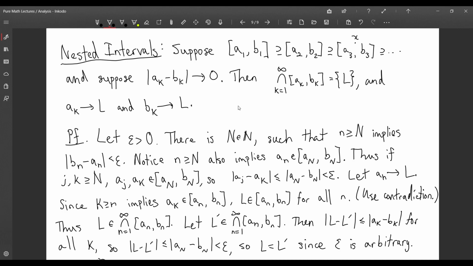And if you watch the topology videos, I believe this result can be used to show compactness of closed intervals. I have to double check, but it kind of seems like that to me.